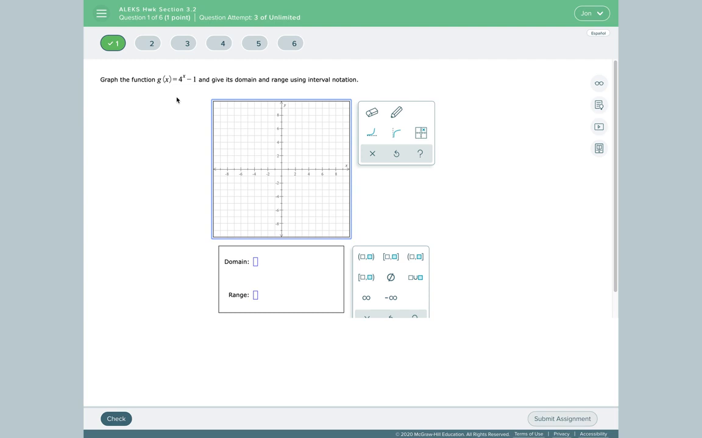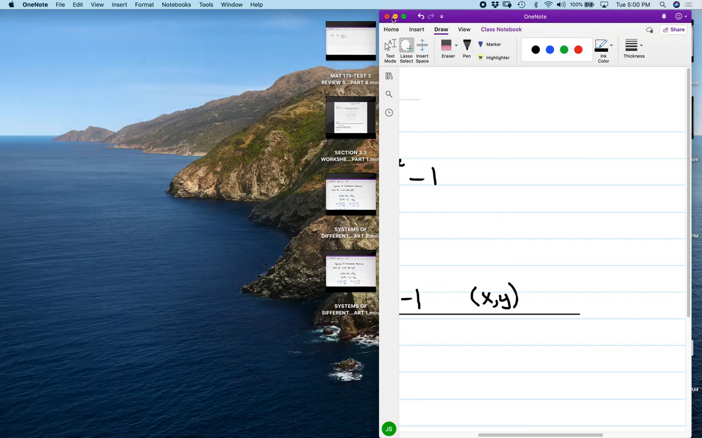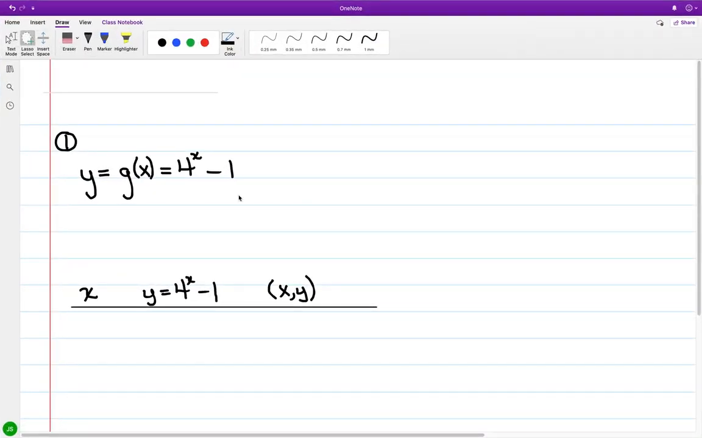Okay, for what we have in number 1, it says to graph the function g of x is equal to 4 raised to the x minus 1, and to give its domain and range using interval notation. Again, g of x is functional notation for what we otherwise say is y. So for the setup, y is equal to g of x, or g of x is equal to 4 to the x minus 1.